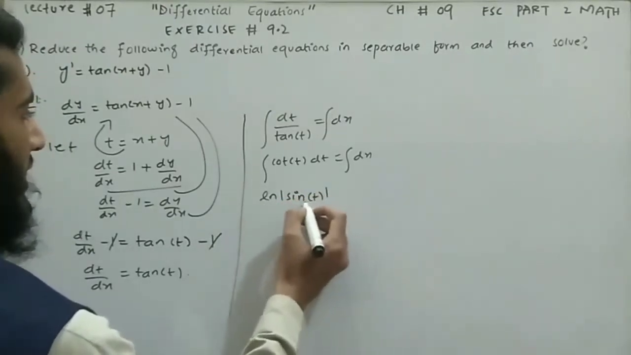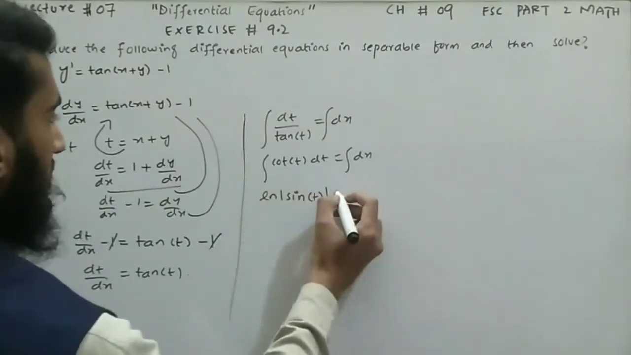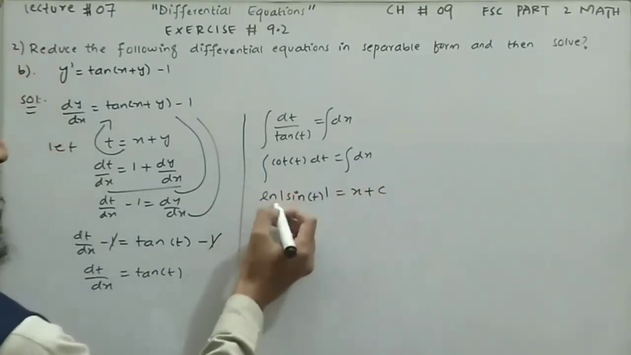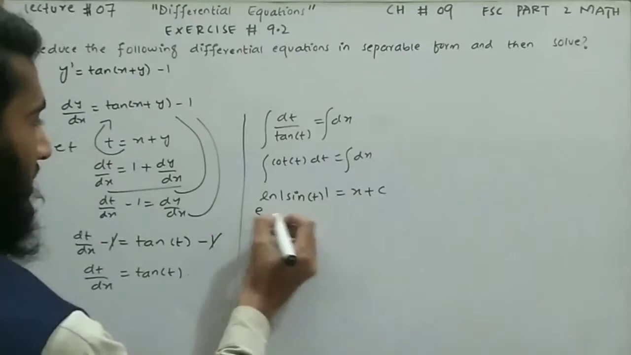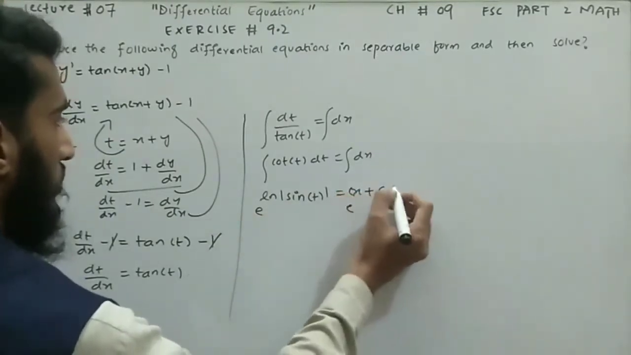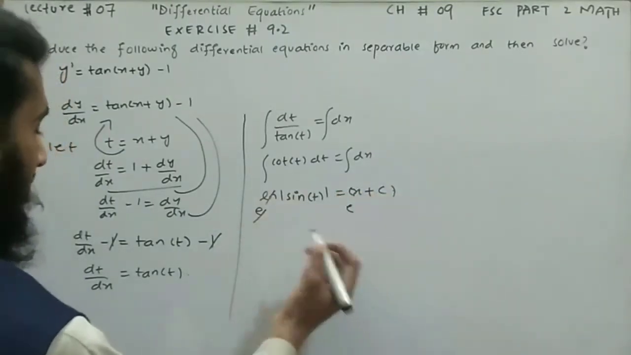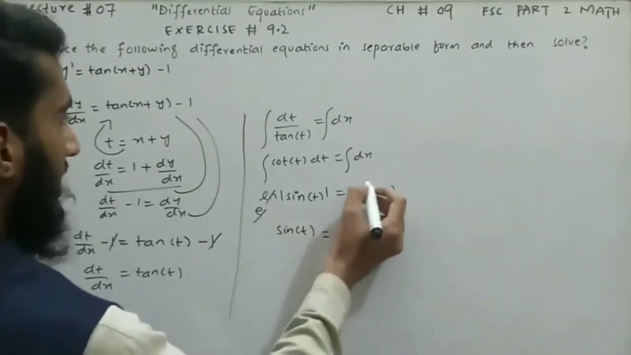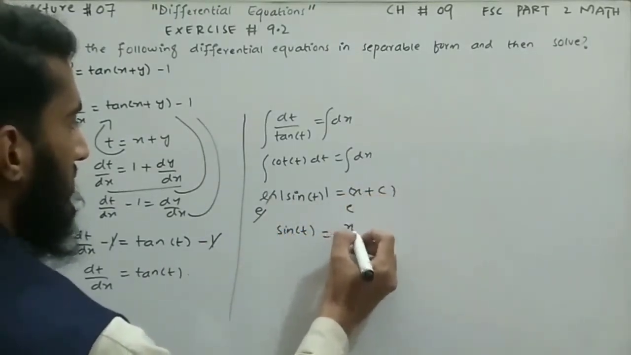Because if you differentiate ln of sin t, it will give us cot t. This is equal to the integral of 1, which is x plus c. Now I remove this ln, so I will take the exponential on both sides. The exponential and natural logarithm cancel out with each other. We are left with sin t equal to e power x plus c, which I can write as e power x into e power c.